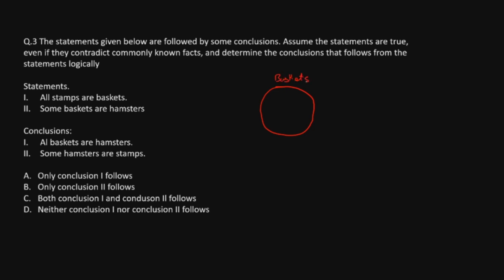Okay, and all stamps are basket. So all these stamps are basket. And then some baskets are hamster. So some baskets are hamster. So this is the hamster. And there are some part of the basket which is hamster. So there are some stamps also which are hamster. So our conclusion can be some stamps are hamster.